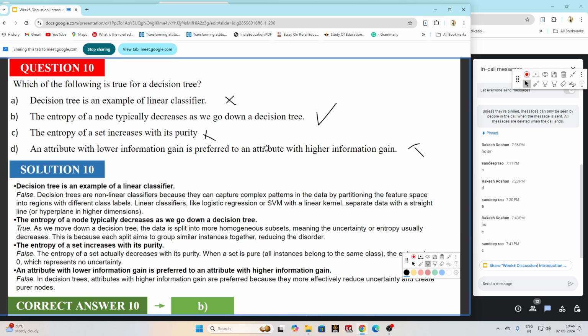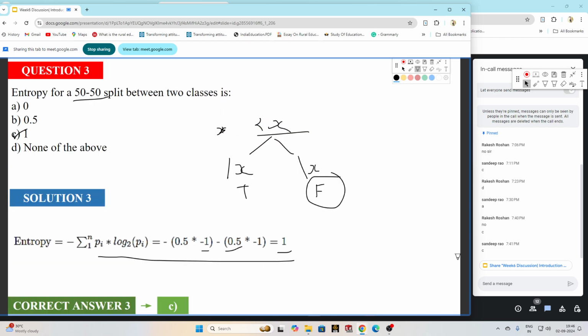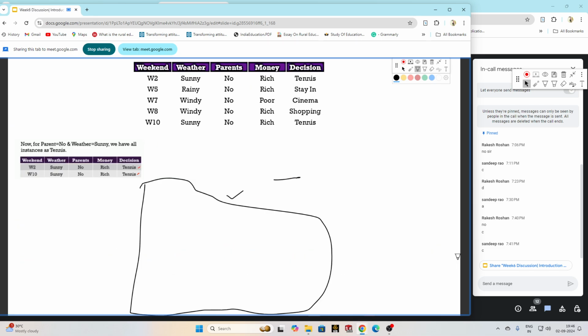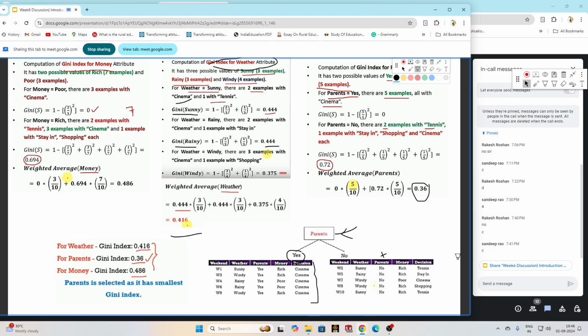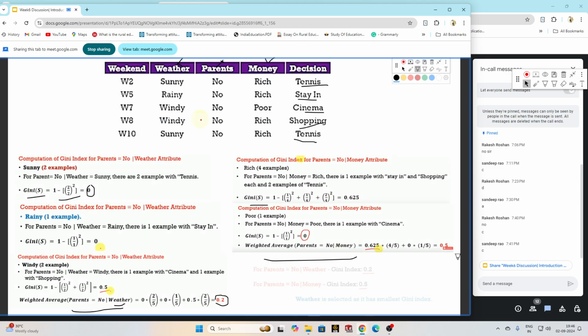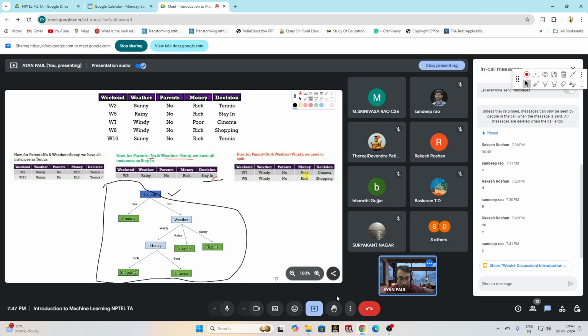Okay, so any doubt in this? No, sir. Okay, so by this I am ending the session for today. Any further doubt? You all understood how to find these three things: entropy, information gain, as well as the Gini index, right? Clear, right? And also how to form a tree. That is also clear, right? Okay.